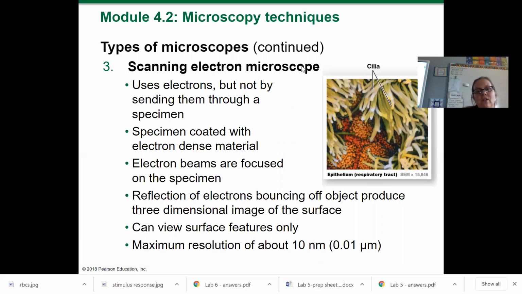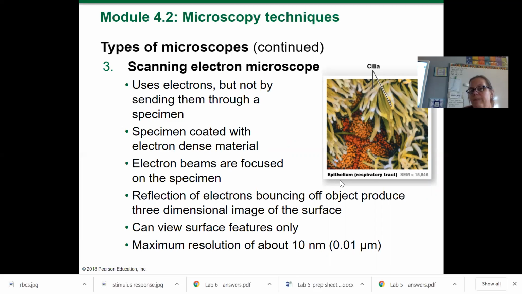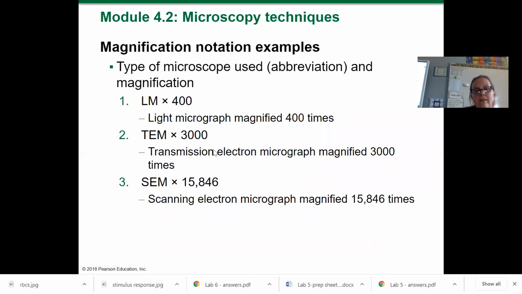A scanning electron microscope is pretty neat because it takes electrons, but it doesn't go through the specimen, it kind of coats the specimen. So you get really good details of the surface features of an object. Here you can see a much different picture. You can see the surface features of the respiratory tract. And here you see SEM, scanning electron microscope, times 15,000 total magnification. And that just goes through those notations.